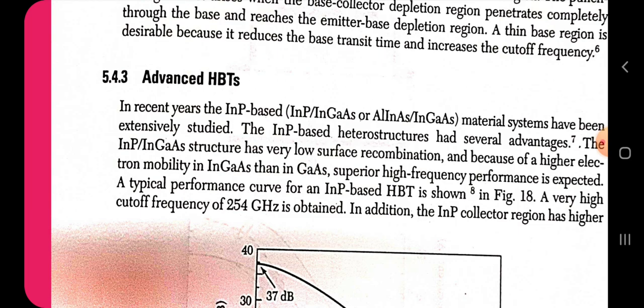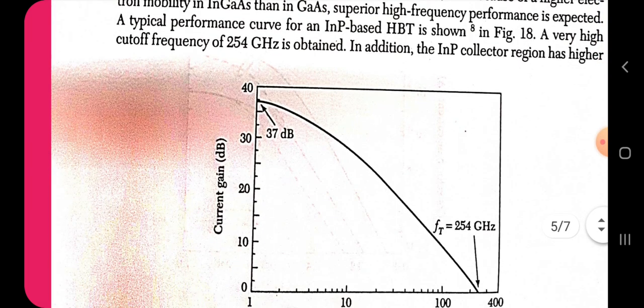A typical performance curve for an indium phosphide based HBT is shown in this figure. A very high cutoff frequency of 254 GHz is obtained. In addition, the indium phosphide collector has higher drift velocity at high fields than that in a gallium arsenide collector. The indium phosphide collector breakdown voltage is also higher than in gallium arsenide.